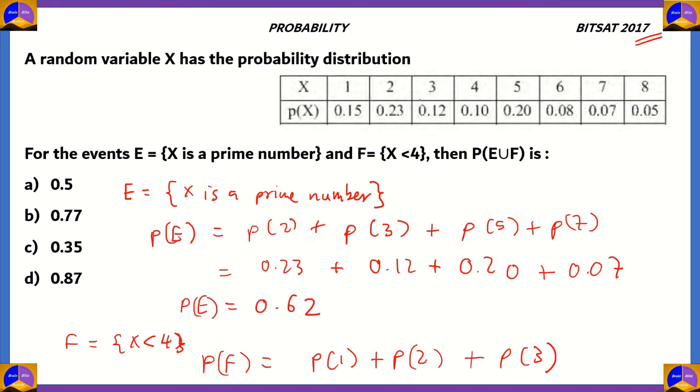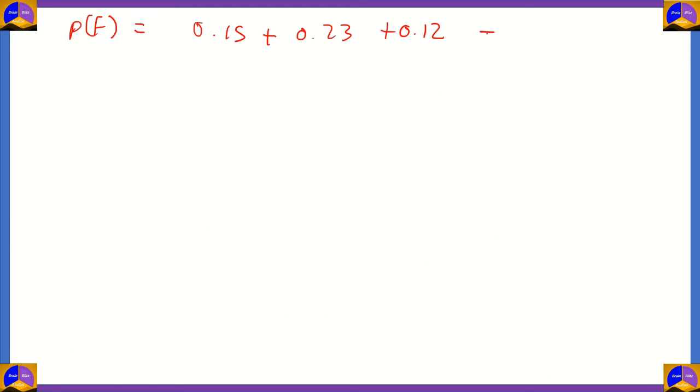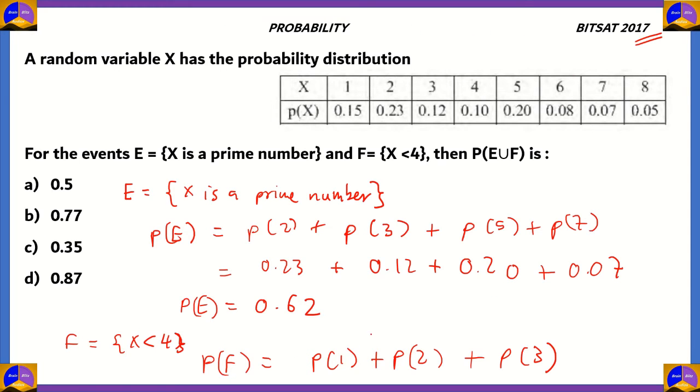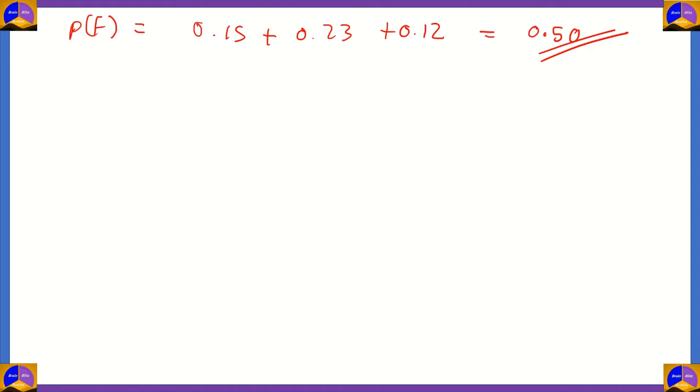We can just check that out here. 0.15 is P of 1, 0.23 is P of 2, 0.12 is P of 3. Now we will add these values. So 15 plus 12 gives you 27, 27 plus 23 gives you 50. So therefore P of F will be 0.50. So we now know the values of P of E and P of F. We need to find P of E union F, but in order to find that particular value, we also need to find out P of E intersection F.